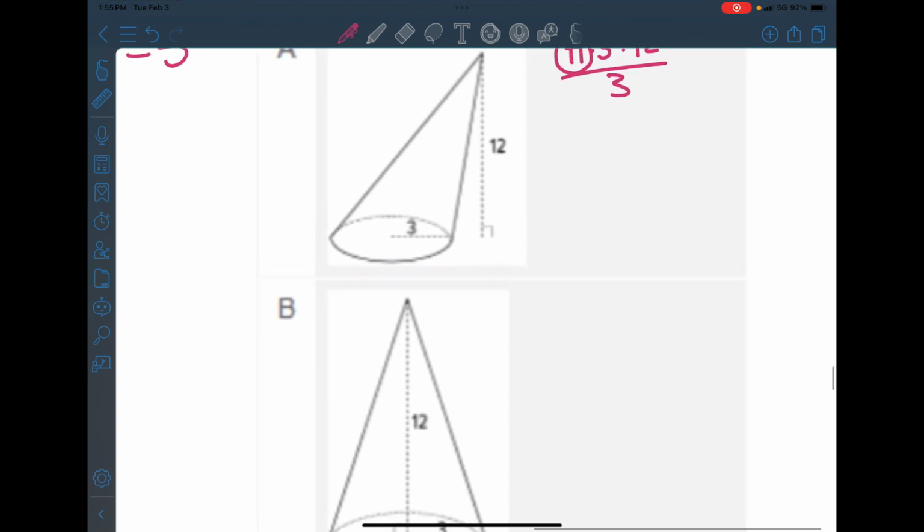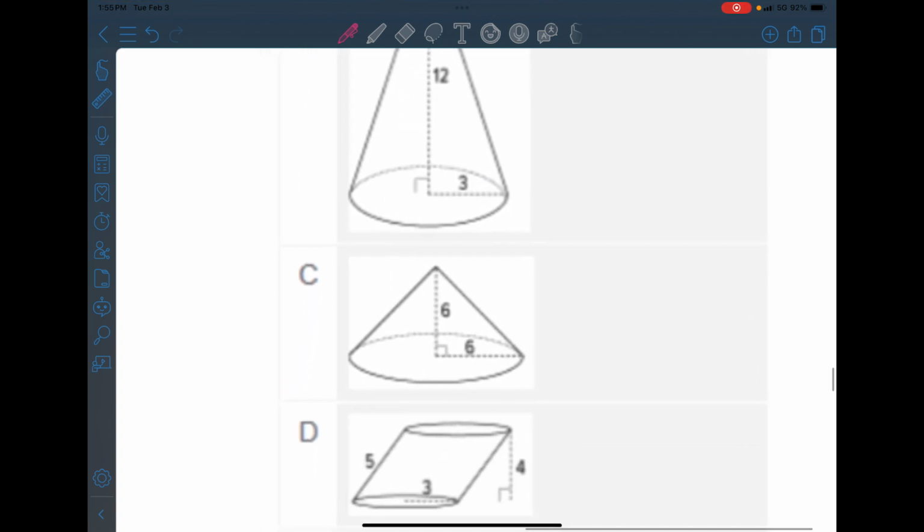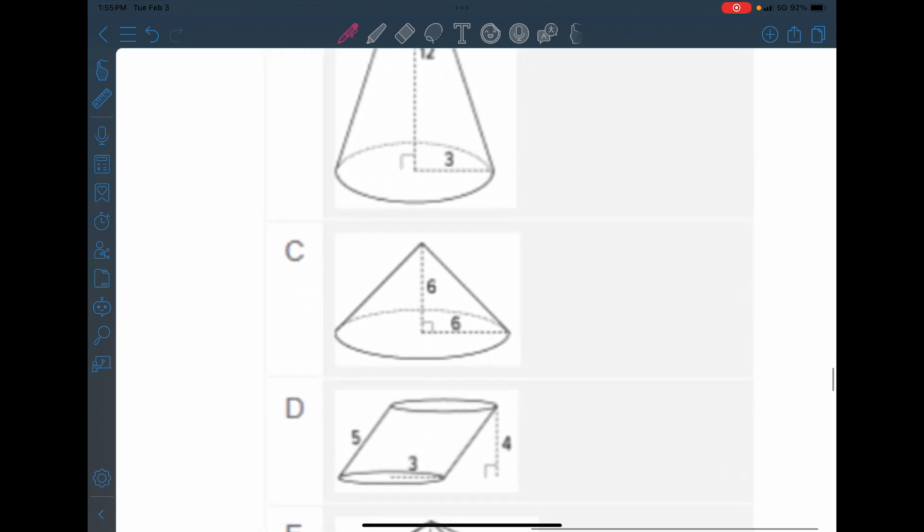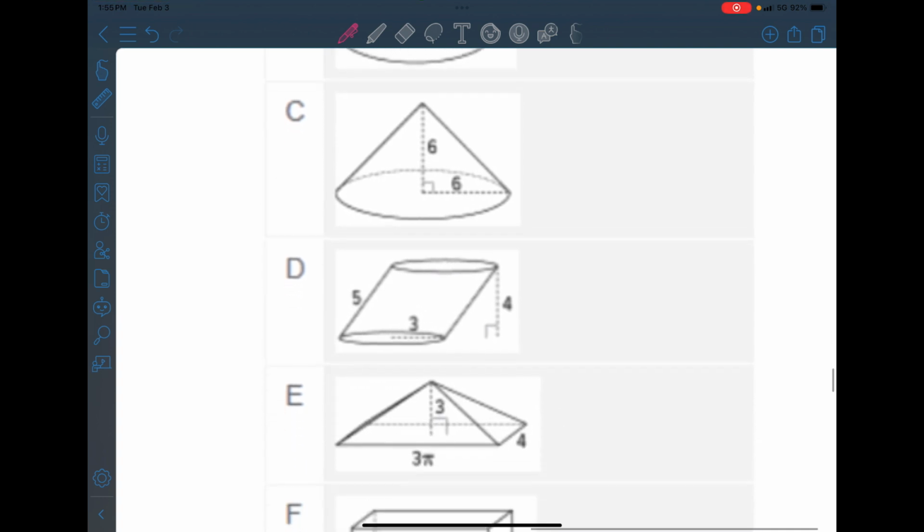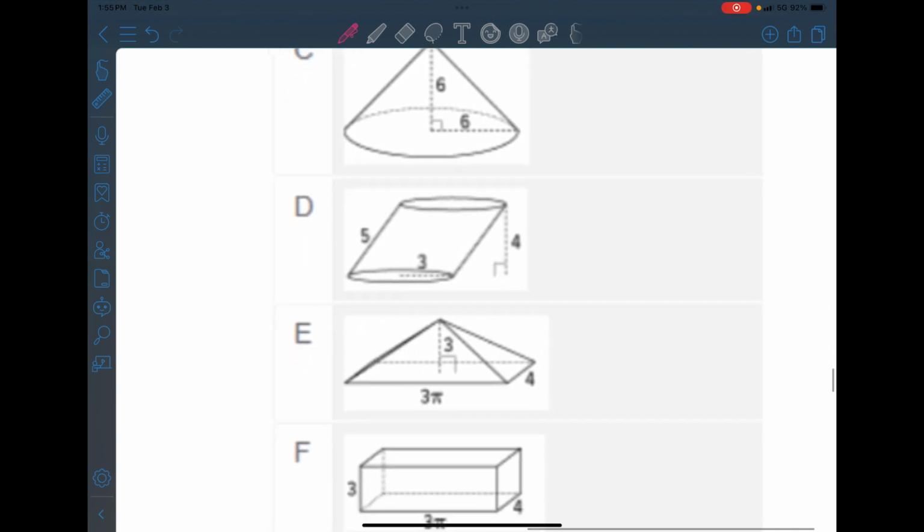So you're going to do the same thing for B. You're going to do the same thing for C. It's going to be different values now. And for D, you're going to do pi r squared times h. 5 is my slant height, and this is my height. You're not going to divide it by 3 because it's not a cone. Remember, leave pi as pi. You go ahead and do r squared times h and put pi on the end.